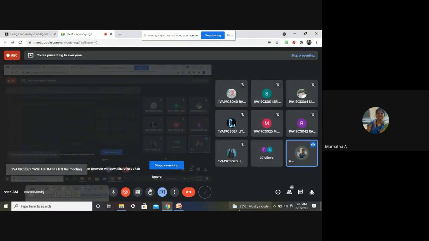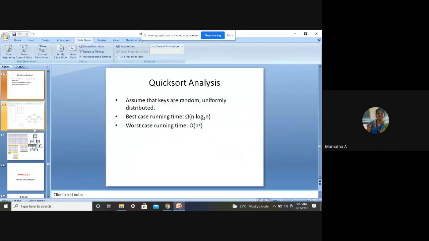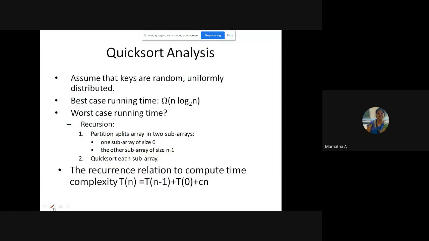Is there any combining process in merge sort? Yes, in merge sort it is present. Oh, sorry, quick sort. Is there a combining process in quick sort? No, because whatever is happening, it will be done within the input array itself.